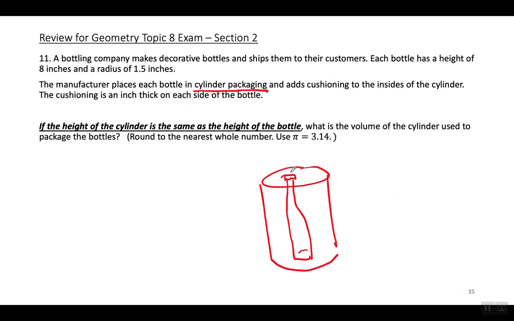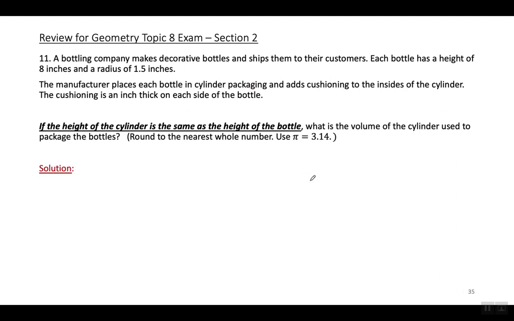All right, so the height of the bottle and the cylinder are going to stay the same. The cushioning only goes on the sides, not on the top and on the bottom. That's the difference between this one and question number 5, I think it was. On that one, there was cushioning on the top and on the bottom, which made the height smaller. Okay, so the cushioning adds an inch to the radius. All right, so the radius is now 2.5 inches.